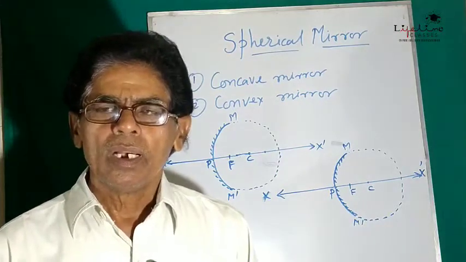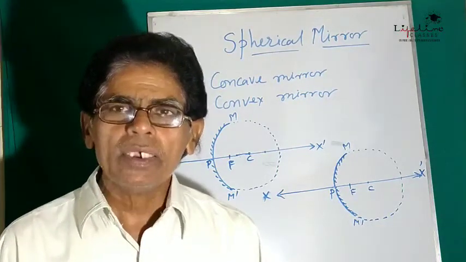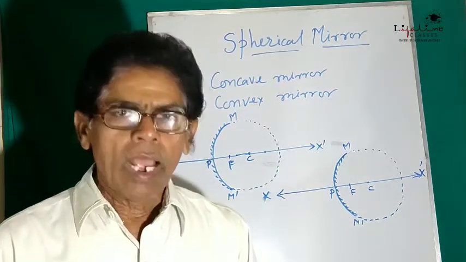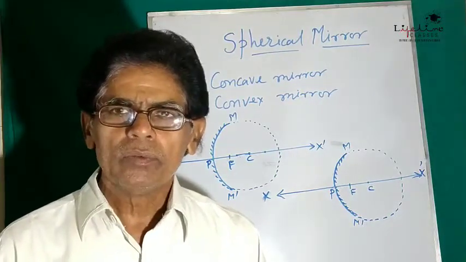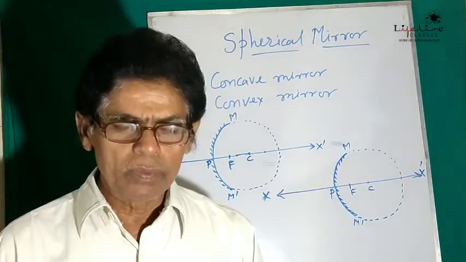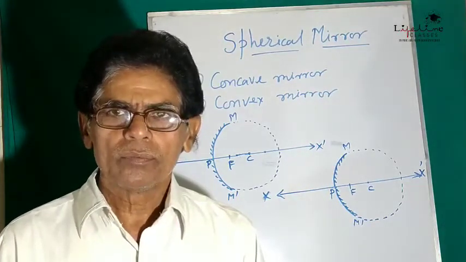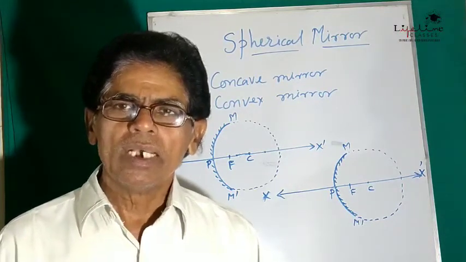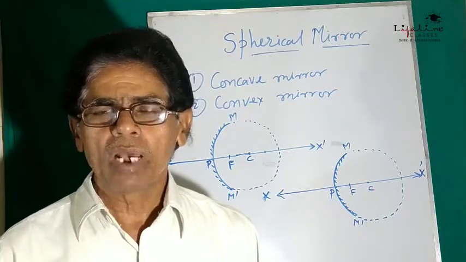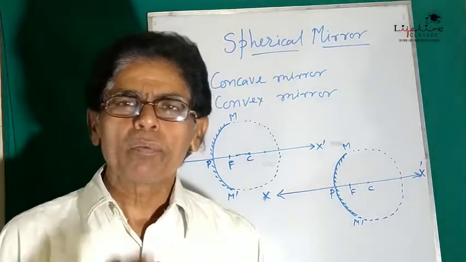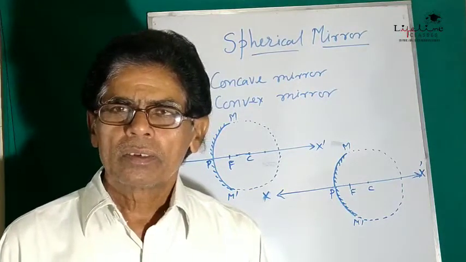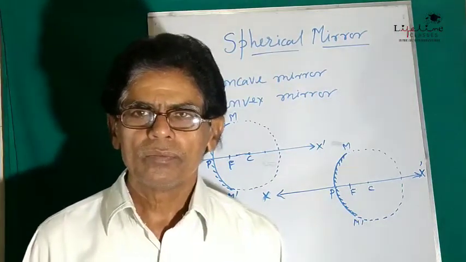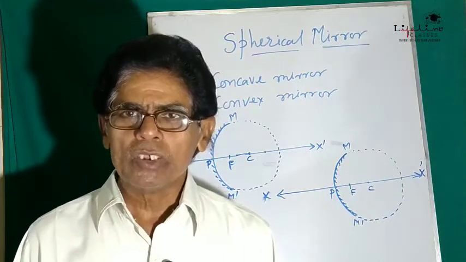And if the reflecting surface is bulging out, means has an oval shape outwardly, means if the outer surface of the sphere behaves as a reflecting surface, then it is called a convex mirror. And if the inner surface of a hollow sphere serves as a reflecting surface, then it will be considered as a concave mirror.